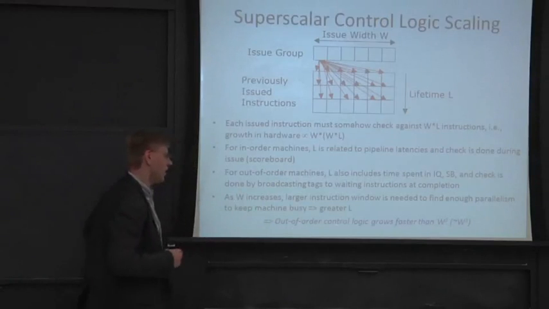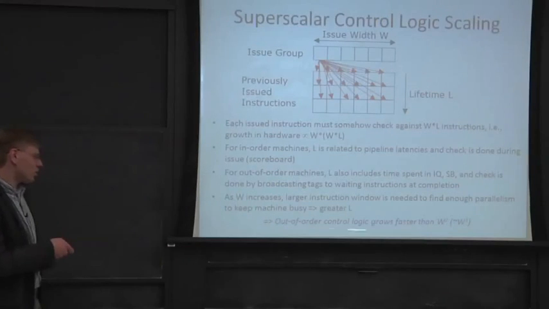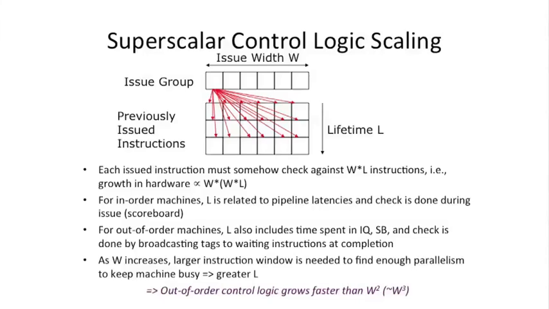So roughly, if you look at the out-of-order control logic here, it's growing somewhere between the width squared to the width cubed. And this is not very good.